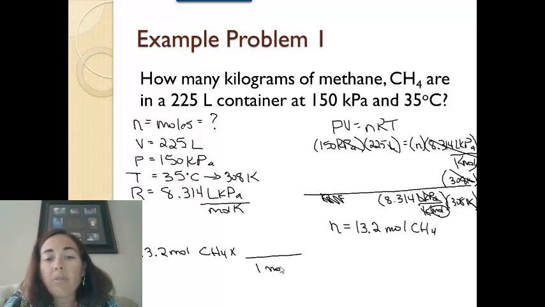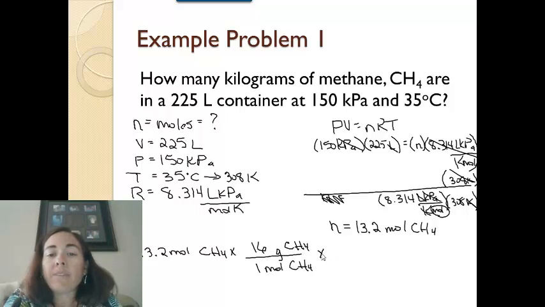So I remember that in 1 mole of CH4 there are how many grams? We'll go to the periodic table. There's 1 carbon and 4 hydrogens. That gives me a total of 16 grams of CH4. And then I just have a quick conversion.